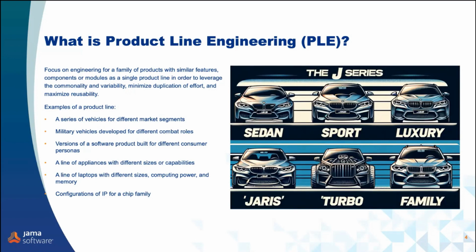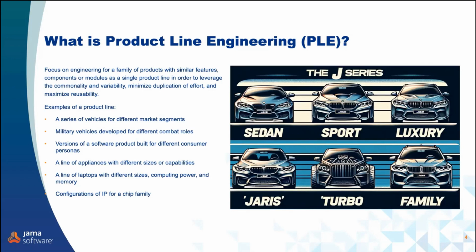There's lots of examples of what a product line could be. It could be a series of vehicles, such as what you see here with the J series, where you have different models that are part of a single product line. It could be military vehicles developed for different roles. It could be versions of software that are built for different types of consumers, like your light user or your expert user. Could be a line of appliances with different sizes or capabilities, like an oven or a dishwasher.